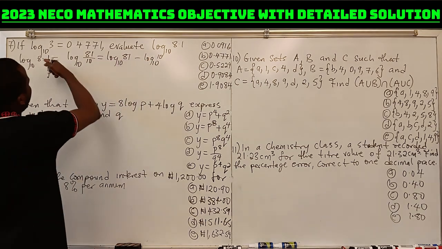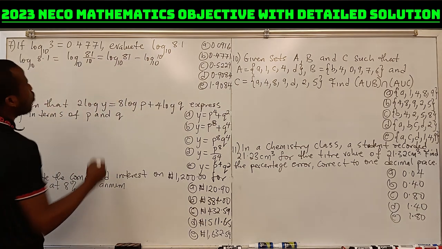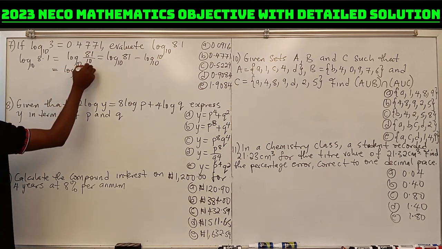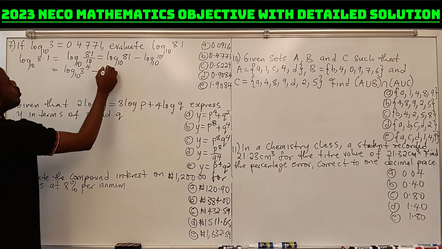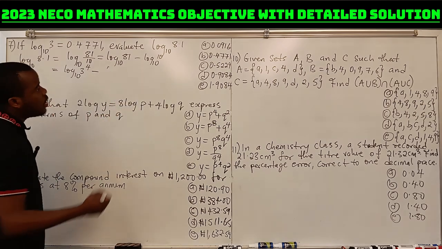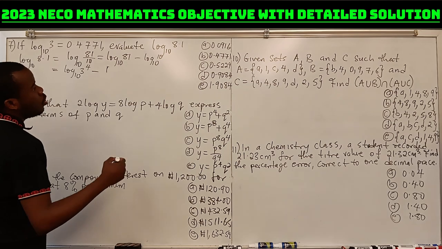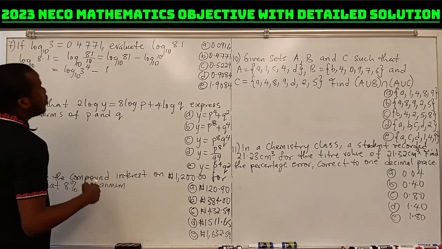And 81 can be expressed in 3 as 3 to the power 4. So we'll have log 3 to the power 4 base 10 minus log 10 base 10, which is 1, because log of a number to the same base is 1.